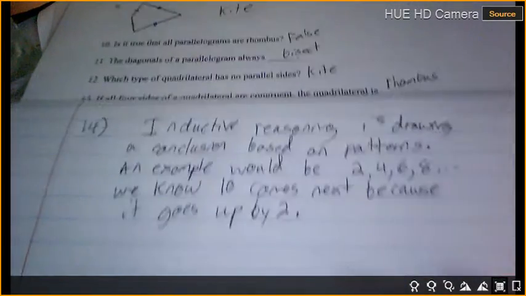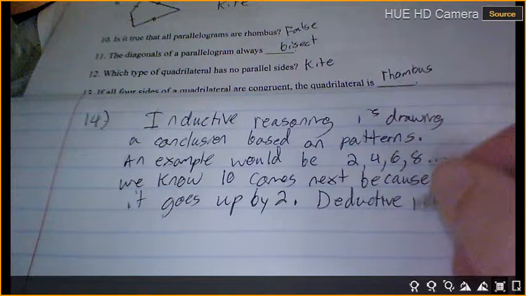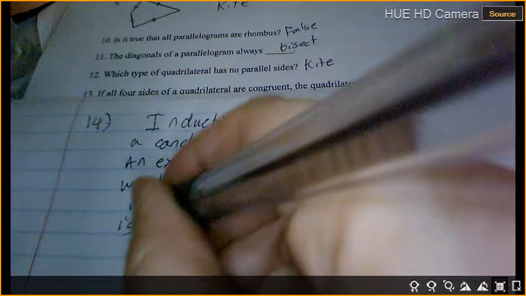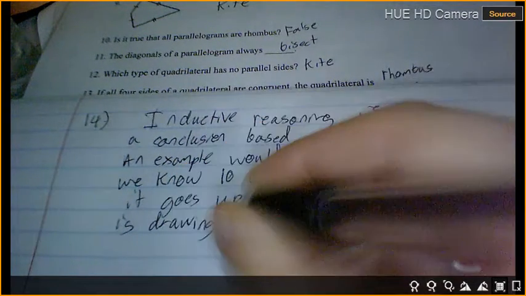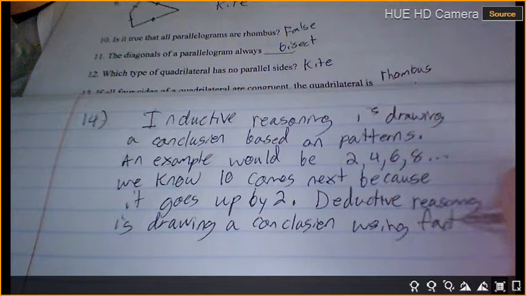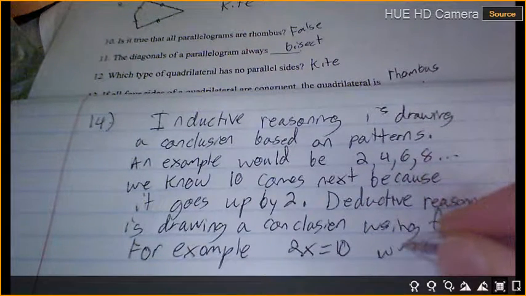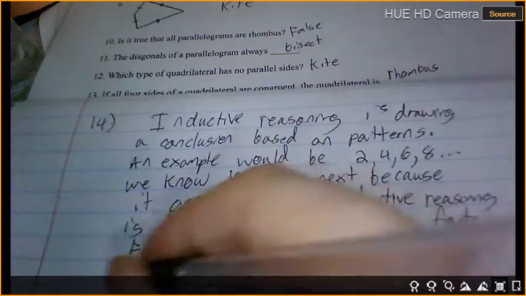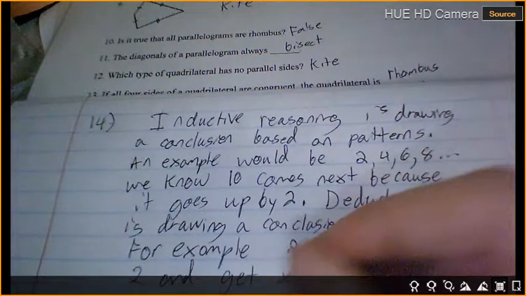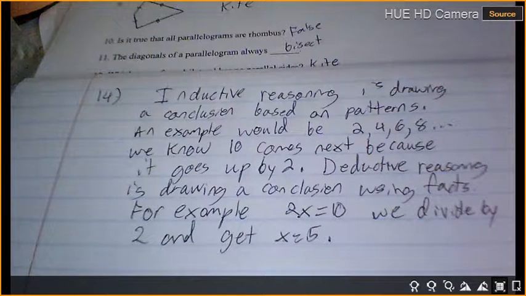Okay? Ready? Deductive reasoning means what? Use facts. Deductive reasoning is drawing a conclusion using facts. For example, 2x equals 10. We divide by 2 and get x equals 5. We used the known fact that to get rid of a multiplication, we do the inverse, the division.